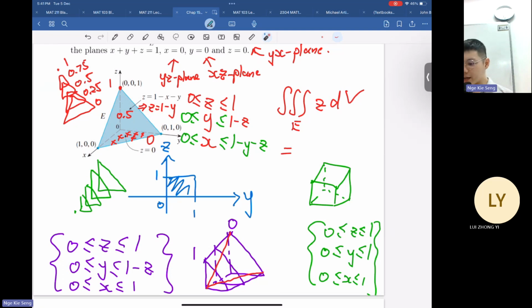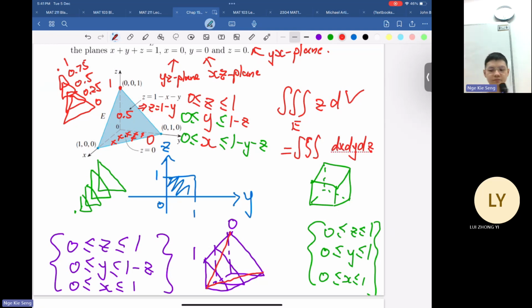Okay. So recap again. What's the direction we are doing? We are doing z, y, x, meaning a different order in the integral. So we do dz and then dy and then dx. Okay. So in other words, we look at the z direction first.